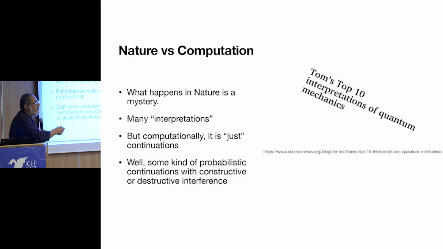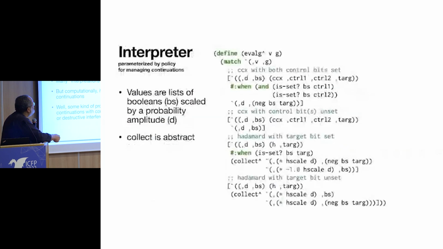But anyway, we don't need to get into that, or try to explain things by adding interpretations. This is, as I said, 100 years of arguments in quantum mechanics about what these choices mean. There's even a top 10 list by Tom. I don't know who Tom is, but I thought it was interesting. But computationally, it is just continuations with these funny choices. So we can at least do a computational model that makes sense.